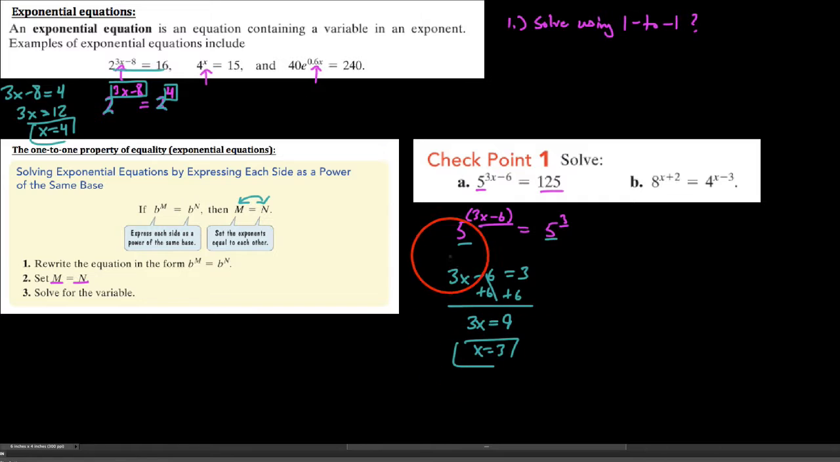And we can definitely check this. If you plug it back in, we get 5 to the 3 times 3 minus 6 power equals 125, and 3 times 3 is 9, and 9 minus 6, of course, is 3. So 5 to the third definitely equals 125.